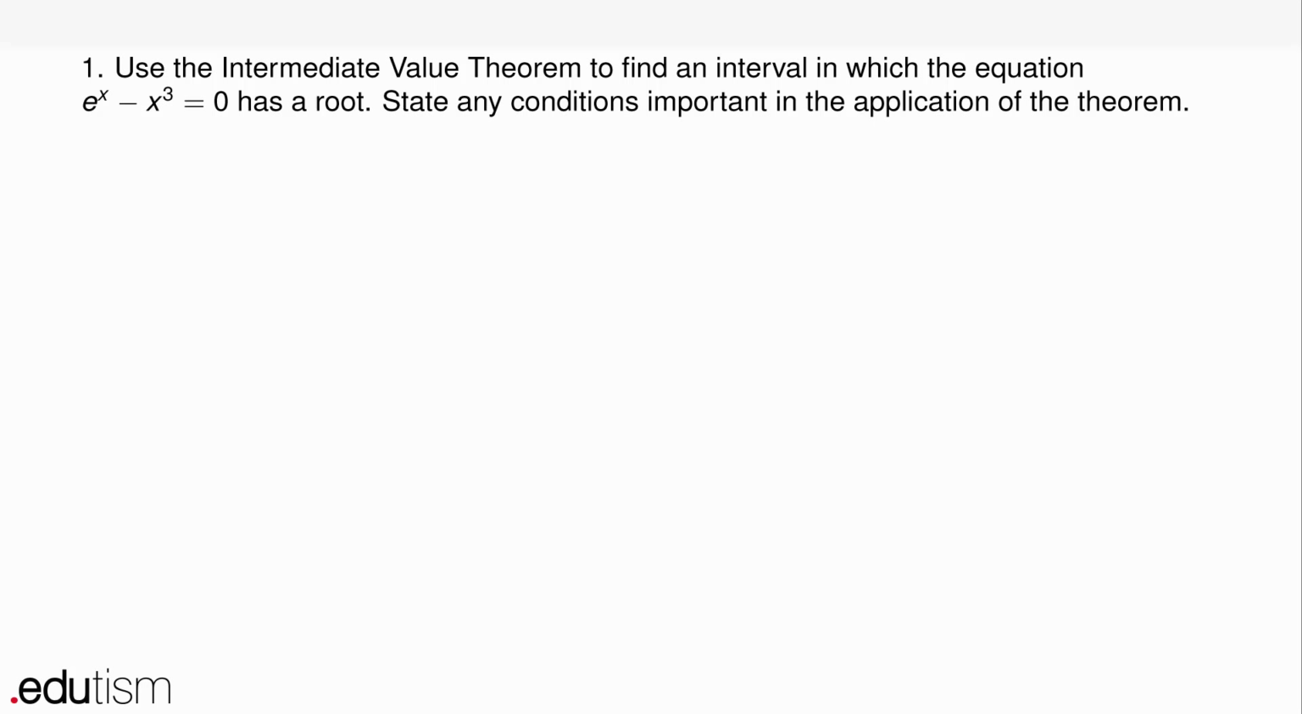In question 1, we want to use the intermediate value theorem to find an interval in which this equation, e to the x minus x cubed equals 0, has a root. Here, we just state any conditions important in the application of the theorem. The first thing to mention is that the intermediate value theorem applies to any continuous function. So firstly, the function we are dealing with here is f of x equals e to the x minus x cubed. And this function is continuous everywhere.